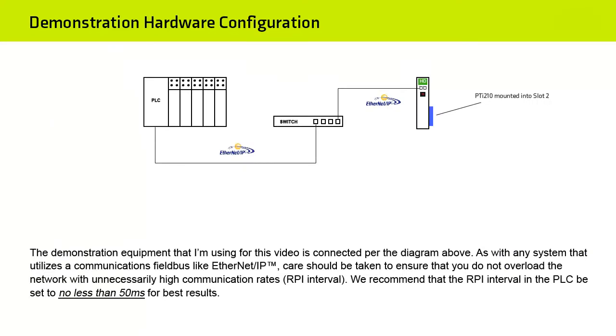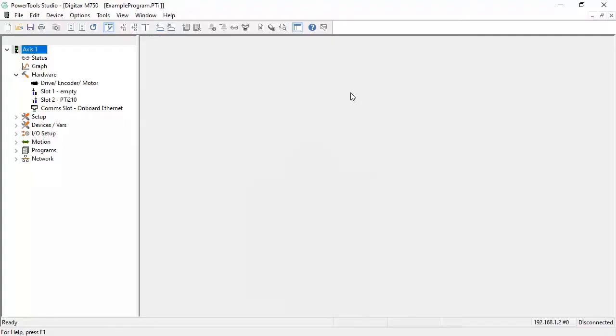The demonstration equipment that I'm using for this video is connected per the diagram above. As with any system that utilizes a communication field bus like EtherNet IP, care should be taken to ensure that you do not overload the network with unnecessarily high communication rates. We recommend that the RPI interval in the PLC be set to no less than 50 milliseconds for best results. But before we look at the PLC, let's learn how to map drive parameters using PowerTools Studio.